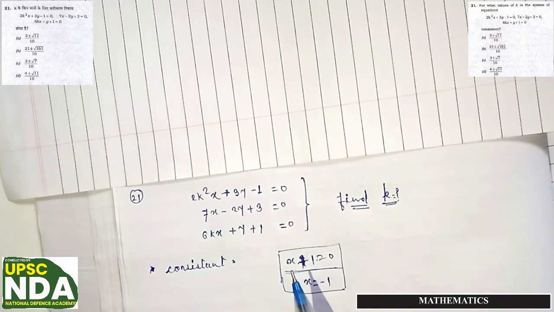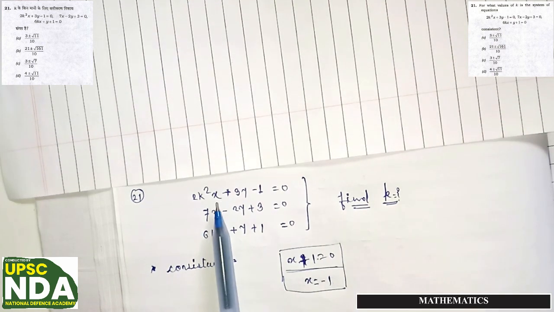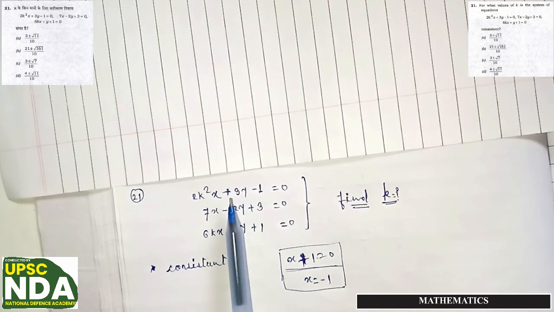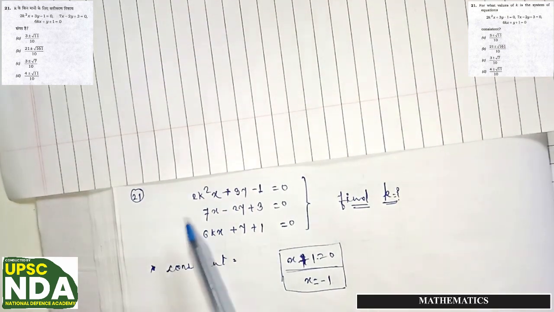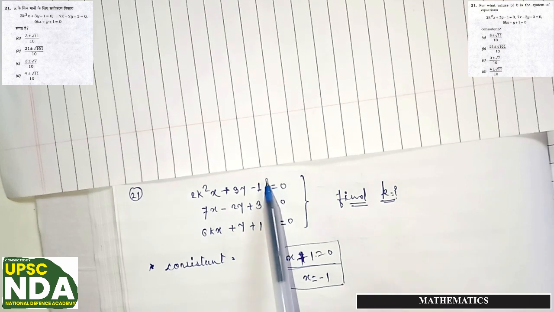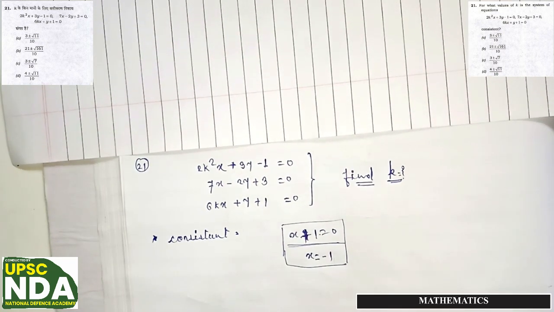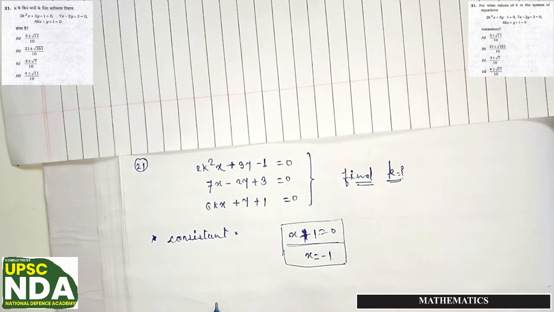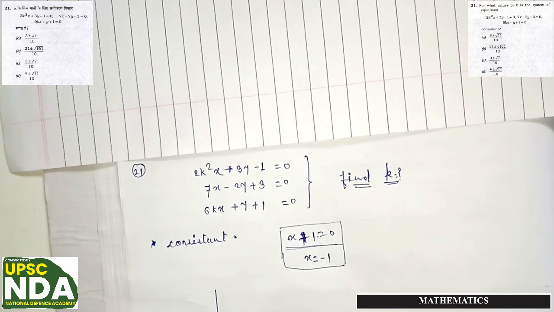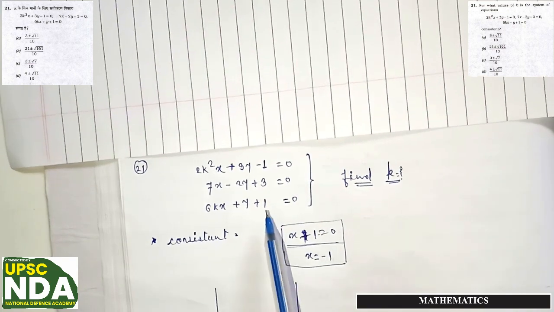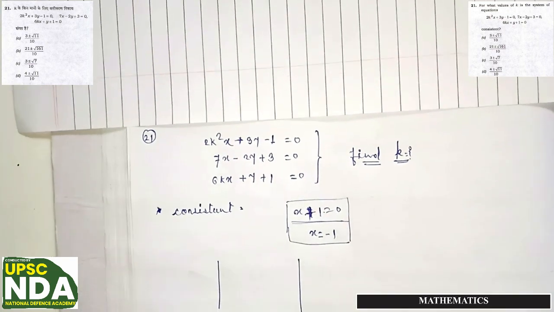Okay, so if we have a determinant, we have to convert this matrix into the determinant. How do we convert the coefficient of x, the coefficient of y, and the constant into the form of a determinant? If two or more equations are consistent, then we write these equations in the form of a determinant. So let's convert these three equations in the form of a determinant.